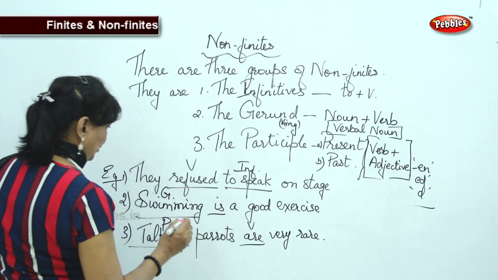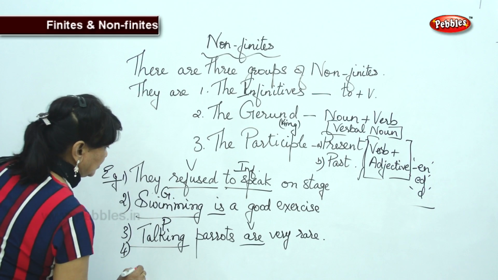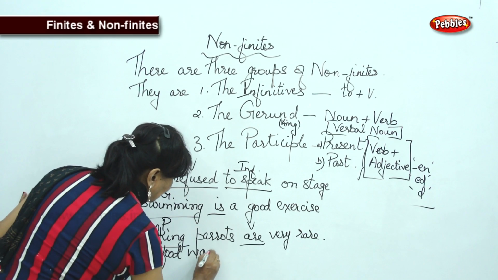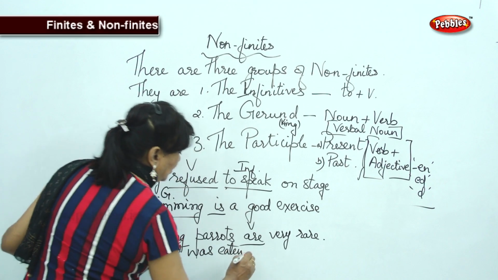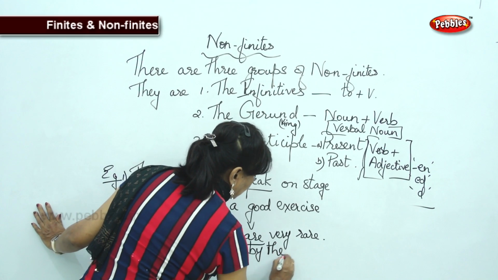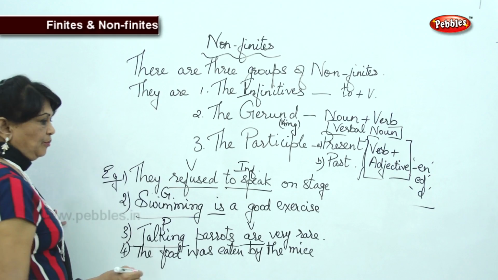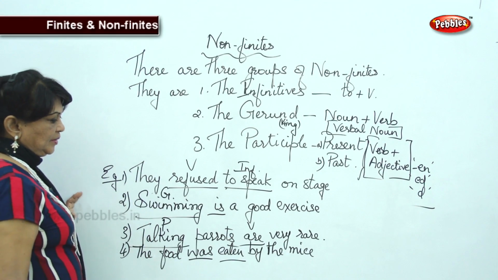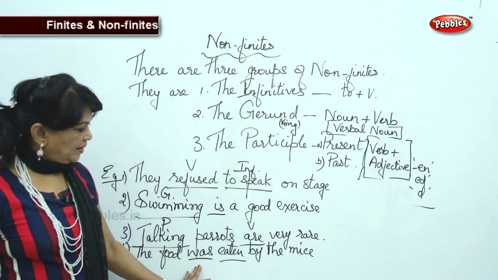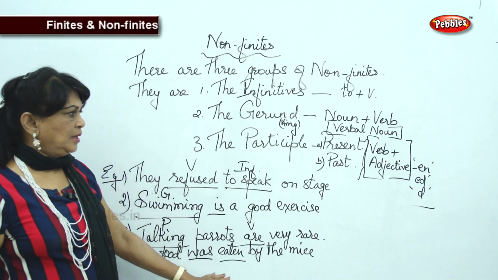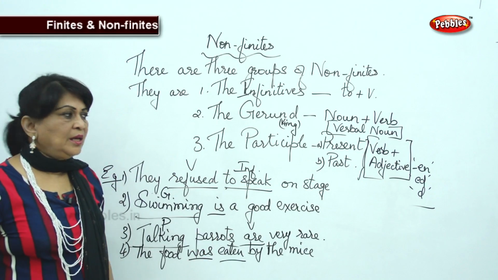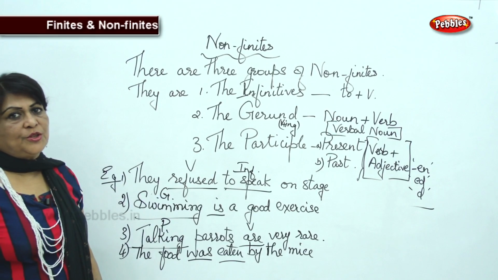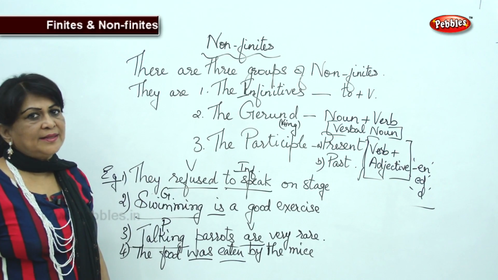Okay, I will just give you an example of past participle and we will close it. The food was eaten by the mice. Mice is plural of mouse. The food, "was" is the main verb, "eaten" is the past participle. Okay, "was" is the main verb, that is a finite verb, "eaten" is a past participle. It always ends in "en" or "ed" or "d". Is that clear? Now I am going to give you some sentences and ask you to find out what sort of non-finites they are. Okay.